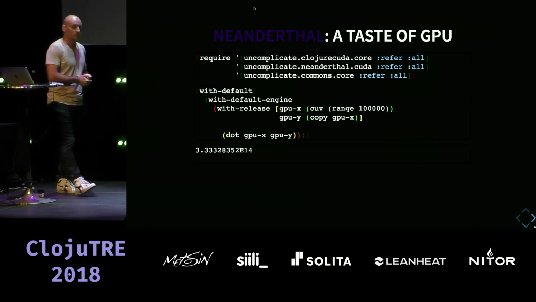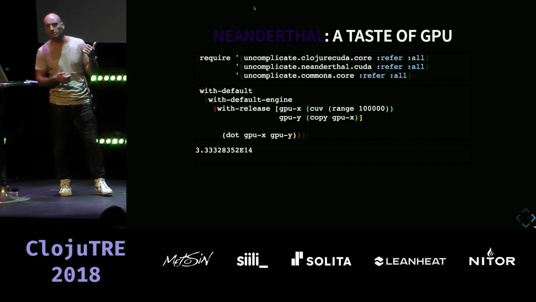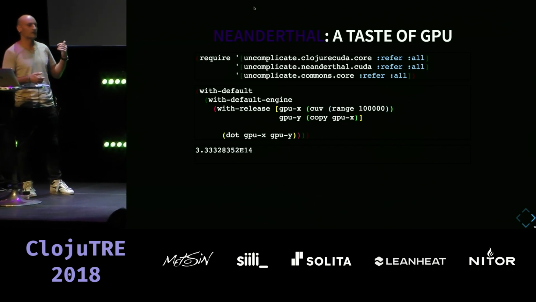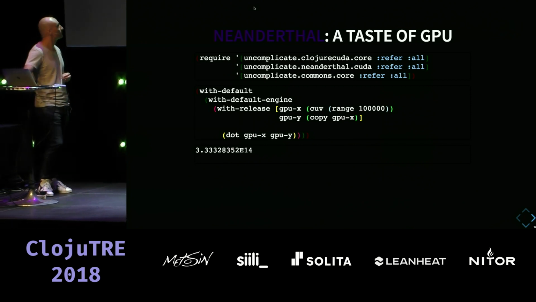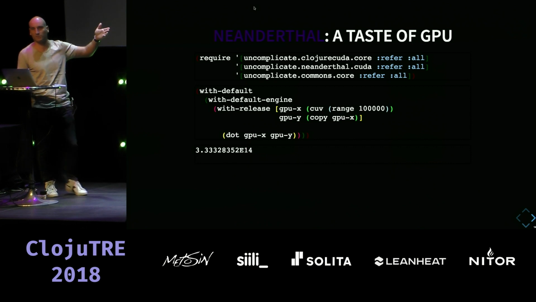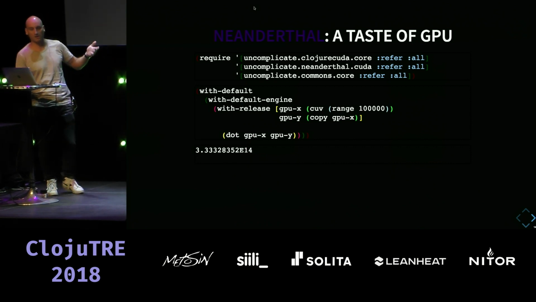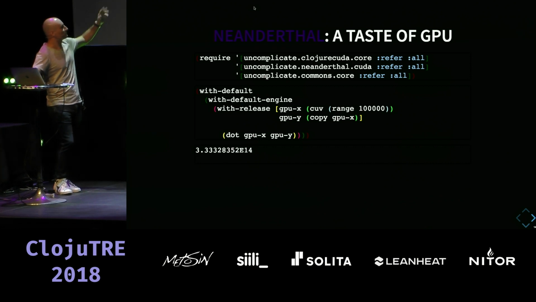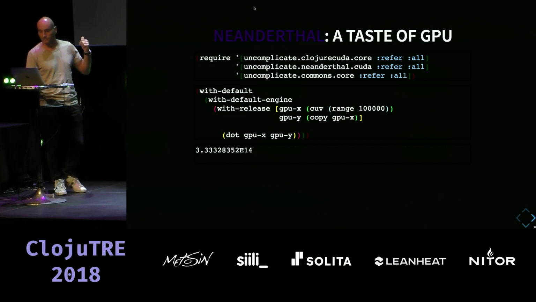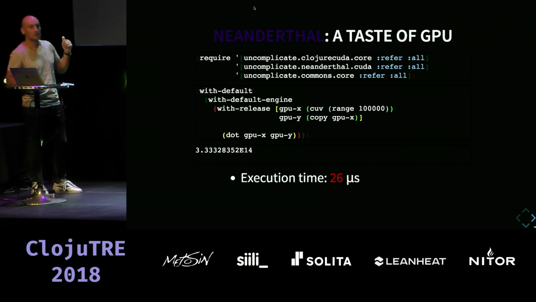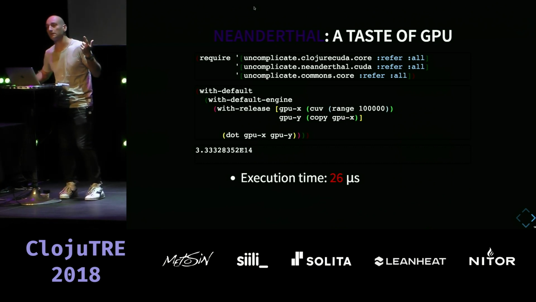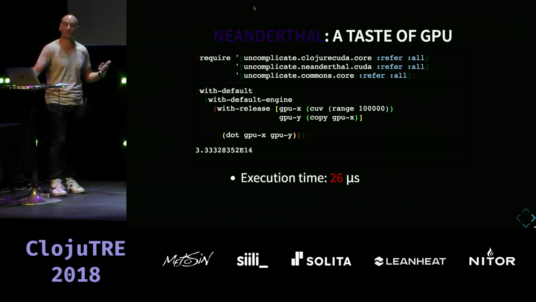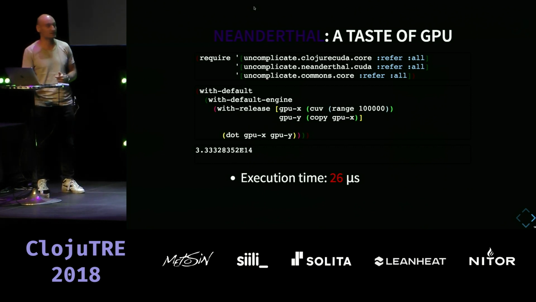And what about GPU? How fast is it? Also in my desktop, I have an NVIDIA 1080 Ti, which is a rather recent card, maybe 2 years old. The same API, so Neanderthal supports GPU transparently. You can use the same code to run the dot product on the GPU. The answer is the same, and the time is 26 microseconds, which is slower than the CPU. So what's the issue here? We expected something even faster.